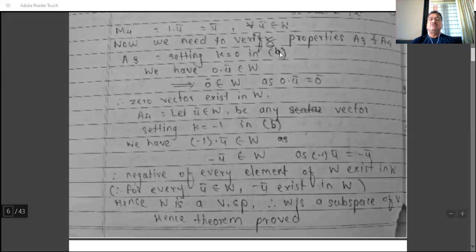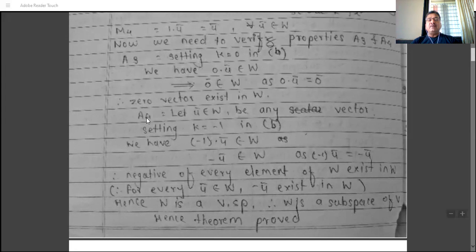If you take k = 0 in our assumption B, then we have 0·ū belongs to W. And 0·ū is 0̄ by using properties of vector space. So we have 0·ū = 0̄, and so 0̄ belongs to W. That is, the 0 vector exists in W, and this is the property A3. That is, the 0 vector must exist in the vector space W. By taking k = 0 in property B, we have this.